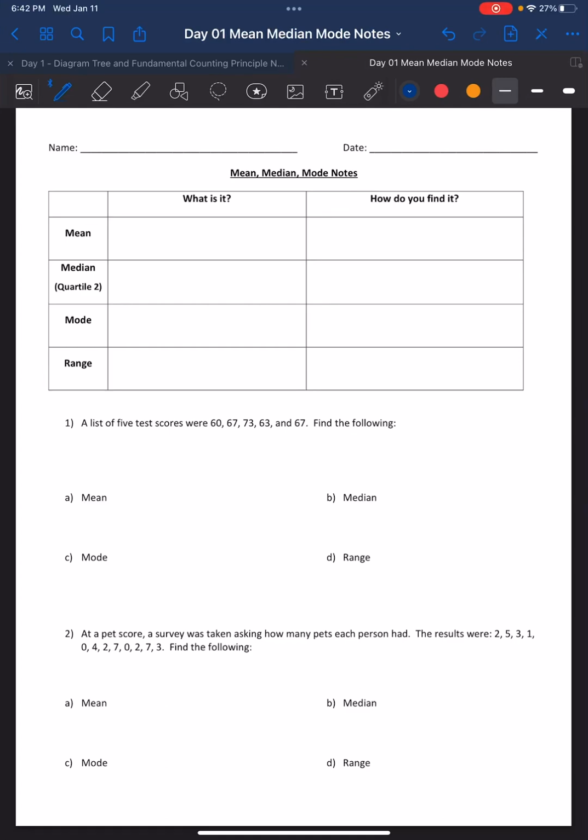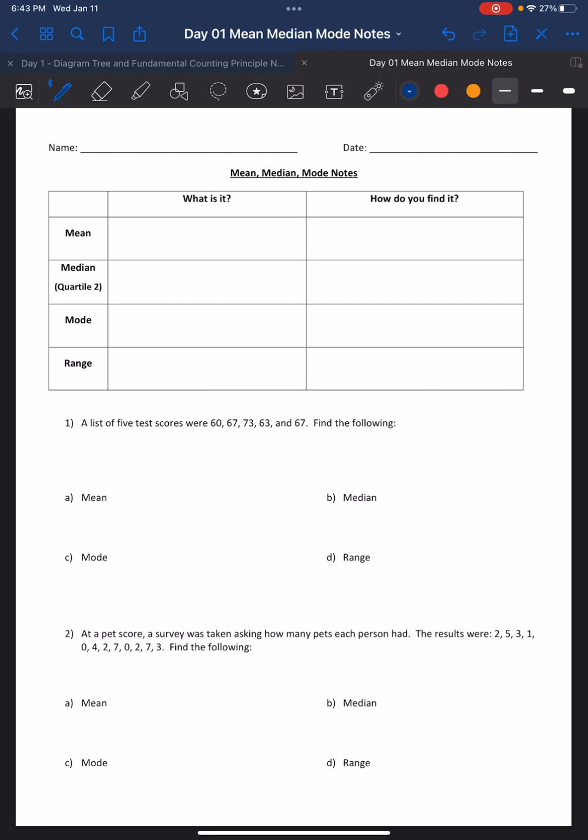Hi everybody, this is Mrs. Baxter, and today we are going to do a quick review of what mean, median, mode, and range are when it comes to statistics. These are some very basic measures of central tendency, so you can look at your data a little bit more closely and make some determinations about it. But mostly this is just us reviewing how to solve each of those things, okay?